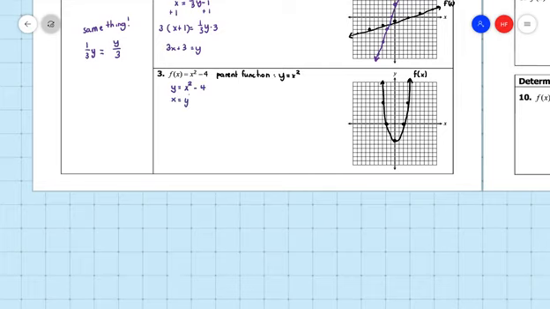So x equals y squared minus 4. Add 4. Add 4. x plus 4 is equal to y squared. So then we'll take the square root of both sides. Remember, when we take the square root, we say plus and minus. So plus and minus the square root of x plus 4 is our y. So the inverse function is plus and minus the square root of x plus 4.